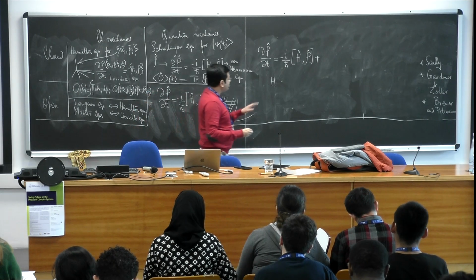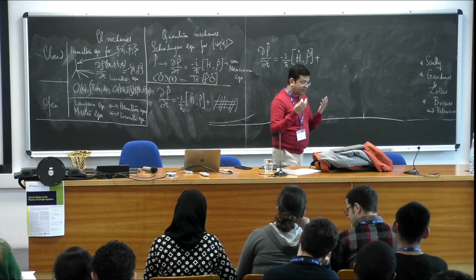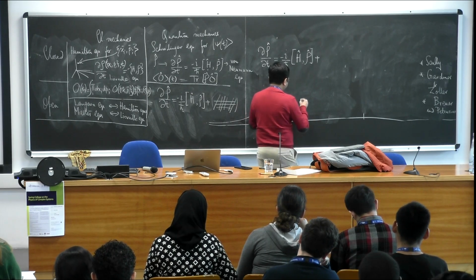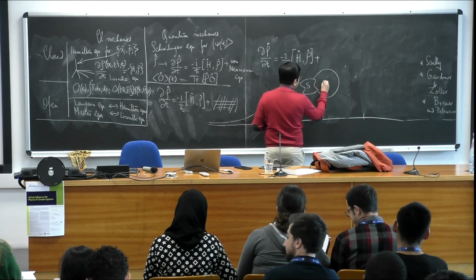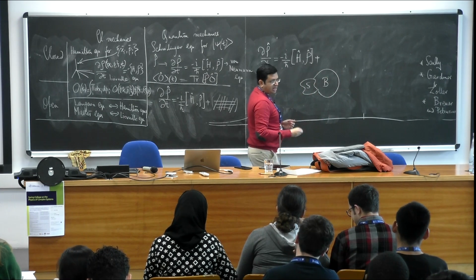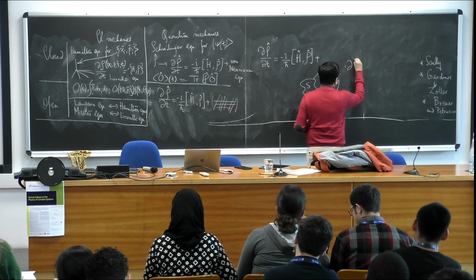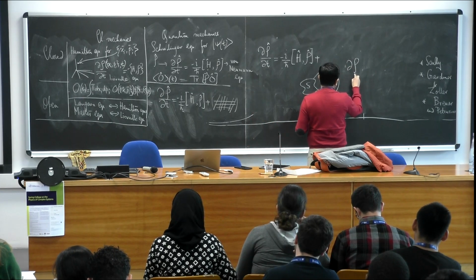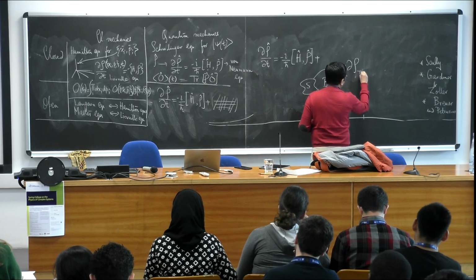Okay. What you would actually like to do is add the interaction part, but then you have this system. This is my system. This is the bath. Ideally, what I should do is write down the time evolution for the density operator of the entire set, right? So let me call it rho total.